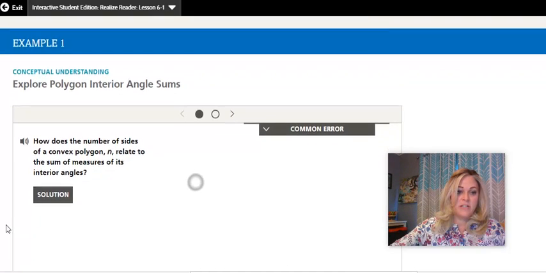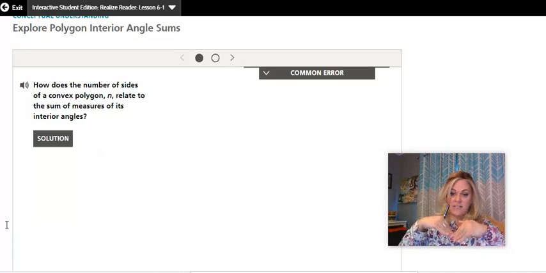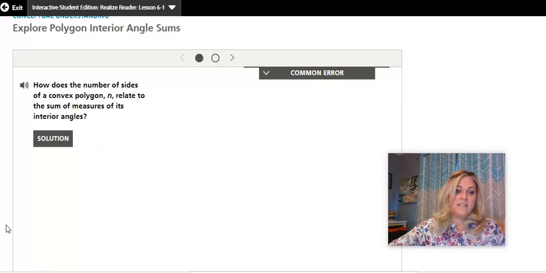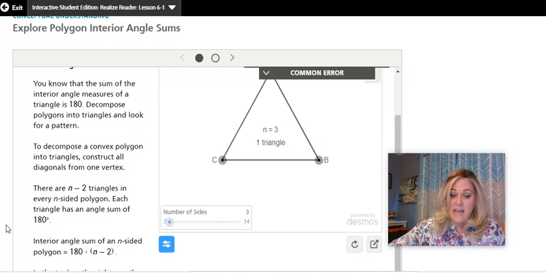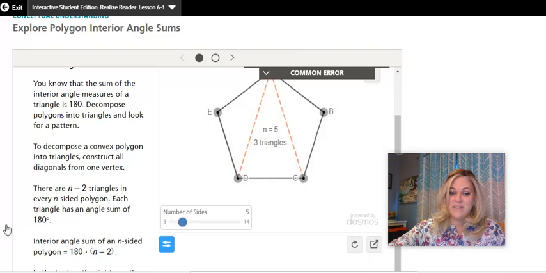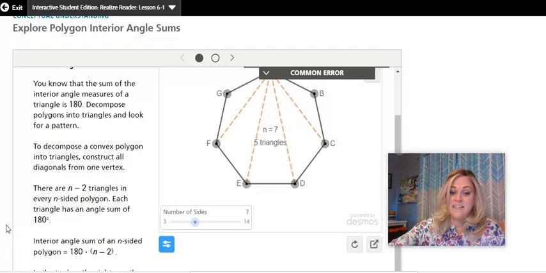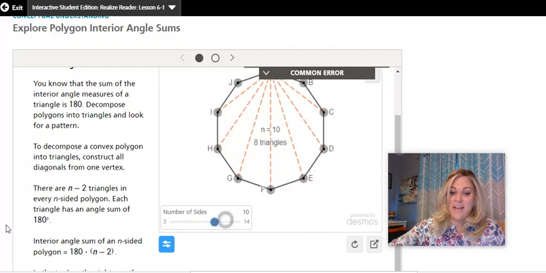Explore the polygon interior angle sums. So it says, how does the number of sides of a convex polygon, so convex is sticking out, not dented in, where n is the number of sides, relate to the sum of the measures of its interior angles? The number of sides 3 has 1 triangle. 4 sides has 2 triangles. 5 sides has 3 triangles, 6 sides has 4 triangles. So look at the relationship, or the difference, of those numbers. 7 sides has 5, and you can keep going and going.